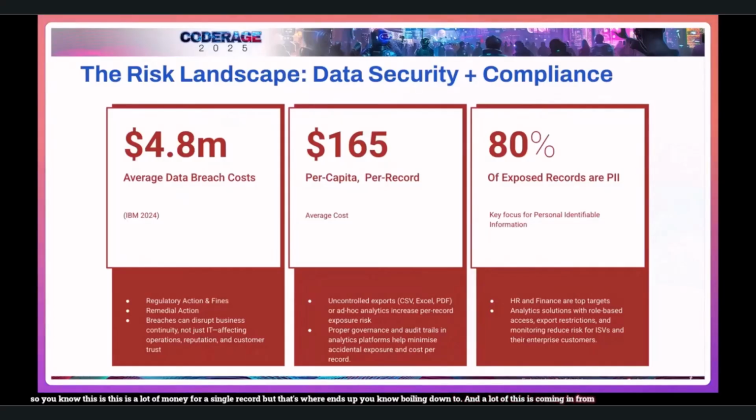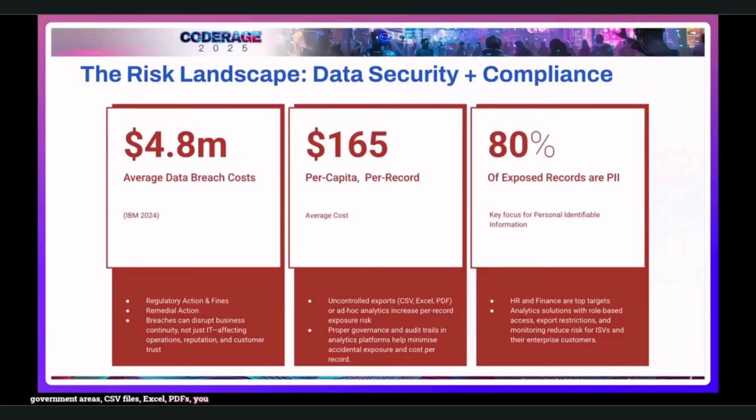And a lot of this is coming from data that's getting outside of governed areas: CSV files, Excel, PDFs, the ad hoc reporting that happens to build the data that companies need. That is an area that is getting targeted and hit here. About 80% of the information that's being targeted is personally identifiable information. And there's a strong focus from people who have been targeting data around HR and finance data. That's where the top target areas are.